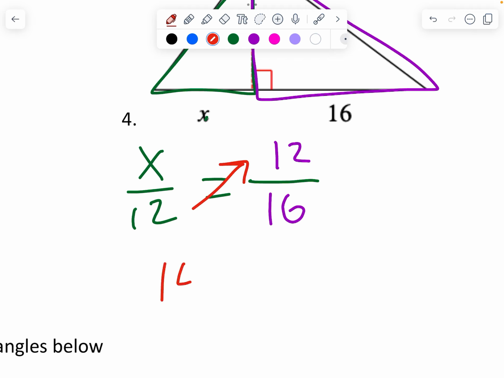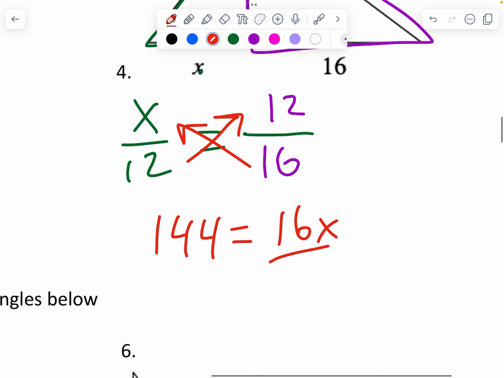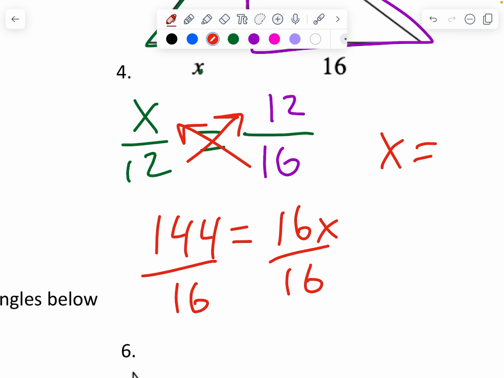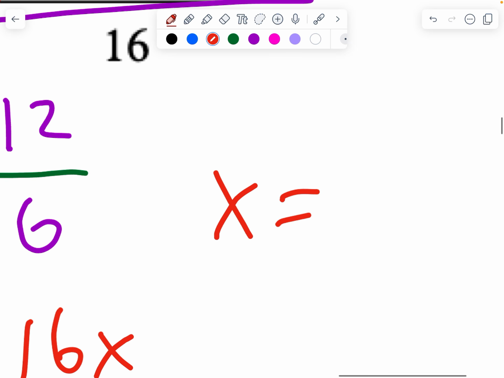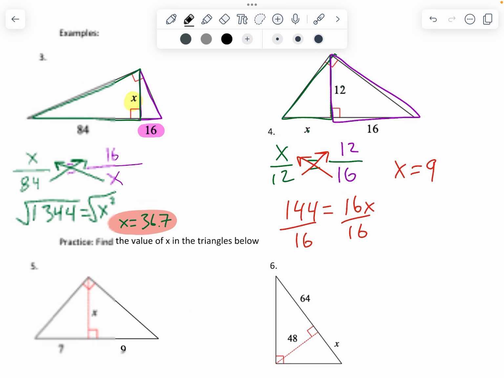So we got 12 times 12 is 144. And then you got 16 times x is 16x. So here we don't have a squared. That's because the x is down here. So the 12 is the altitude. The 12 is what is appearing twice. And we just want to divide by 16. And so we get x equals 9. And that is how you do these problems, okay?